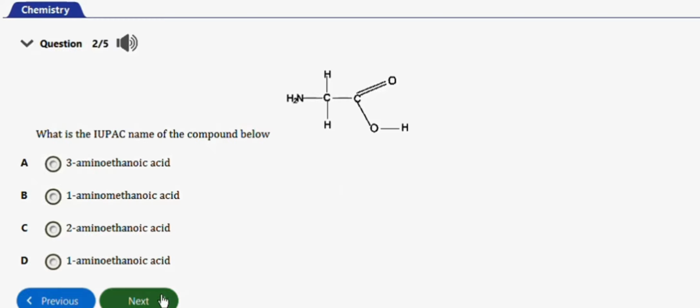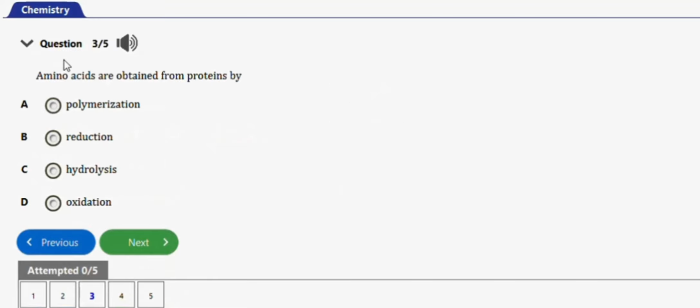The next question with this one, it says amino acids are obtained from proteins by real polymerization, reduction, hydrolysis, oxidation. So the right answer to this question will be option B, which is reduction. Alright, so that's it for this question. Very important, take note of this particular question.